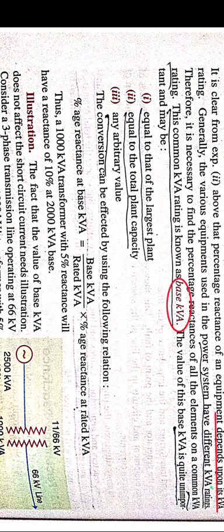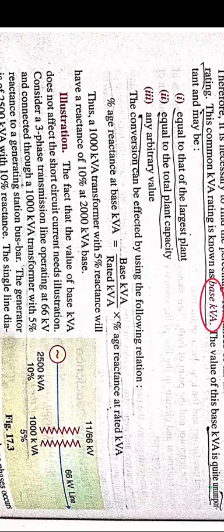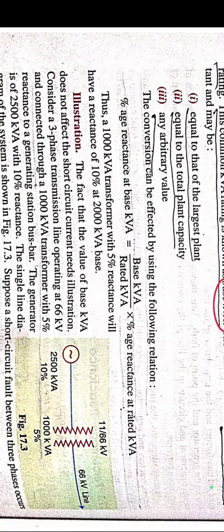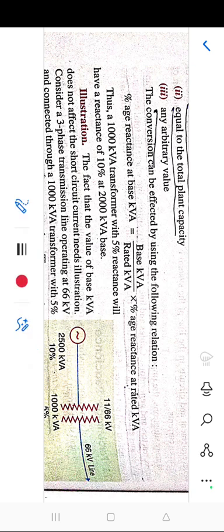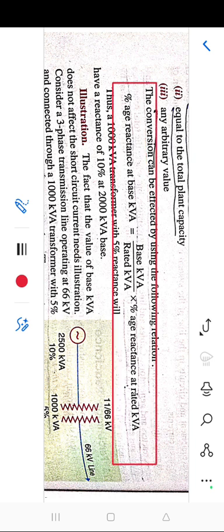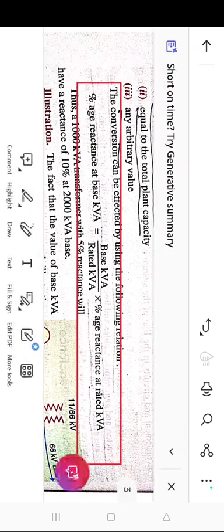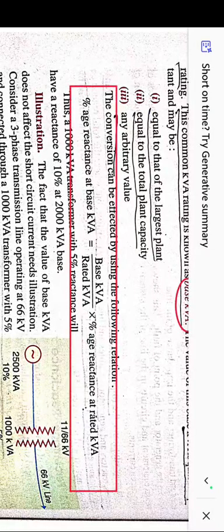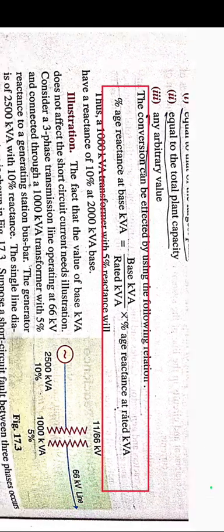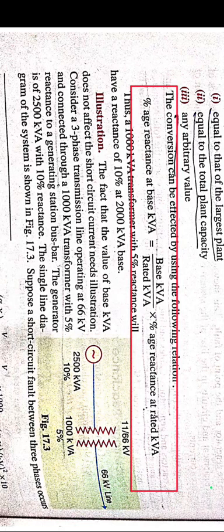The conversion can be effected by the following relation. Percentage reactance at base kVA is base kVA by rated kVA into percentage reactance at rated kVA. For example, a generator has a reactance of 10% at 20 kVA.